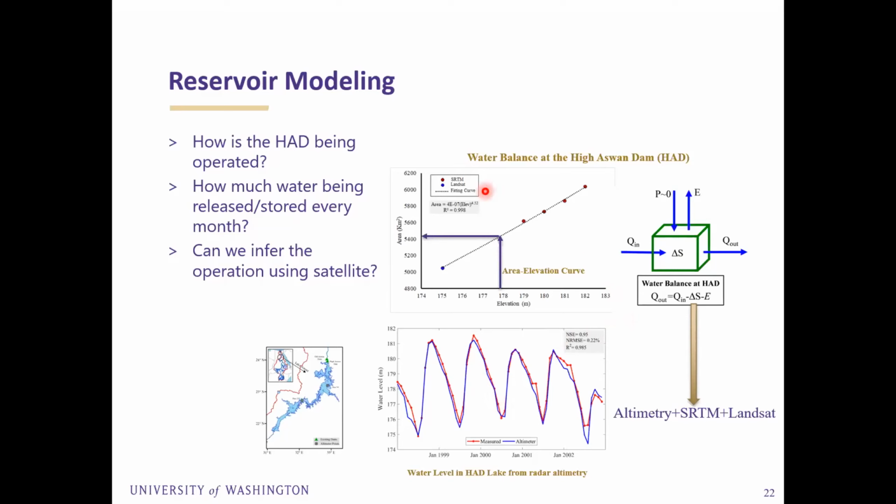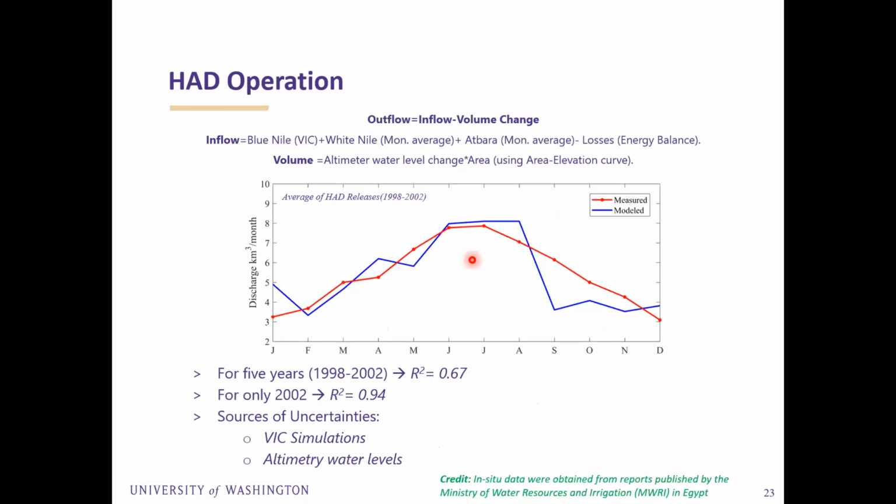So if we go back to the area elevation curve, if we have an idea about the elevation, then we can go back to this curve and calculate the reservoir area based on this relation. Here is an example for the operation of Haiswan Dam. The red line is showing the measured, again from 1998 to 2002. The blue line is showing the model using this satellite approach.